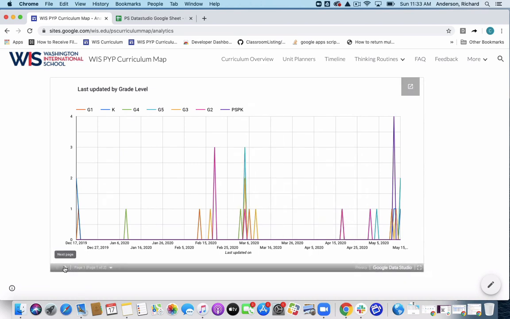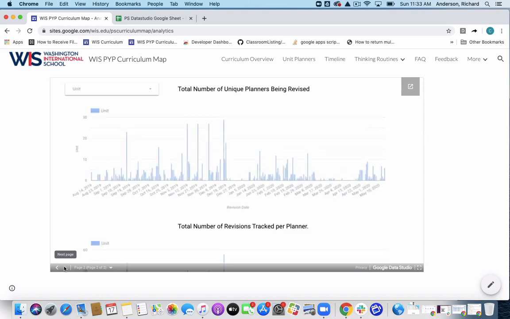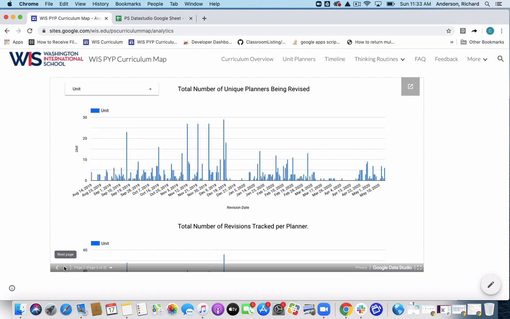But a more interesting visual is this idea of total number of unique planners being revised. So in other words, this sort of tracks on a given day the number of unit planners that received an edit. So it doesn't go as detailed as to who edited, but just lets me know, for example, that on this day, December 16th, 29 unit planners were edited on that day, and that's pretty cool.